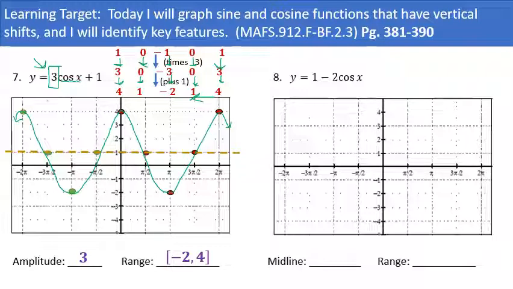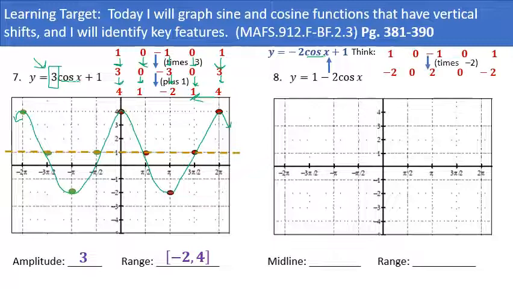All right, look at 8. Were you confused by 8? I hope not. We just have to rearrange that term. It's going to look like -2 cosine x plus 1. So where are we starting? We're starting with cosine. Cosine starts with 1. So we're thinking 1, 0, -1, 0, 1. We're going to multiply everything by -2. Notice the signs are going to change, and our graph should be reflected upside down. And then we're going to add 1.